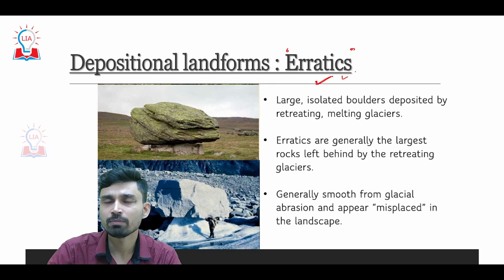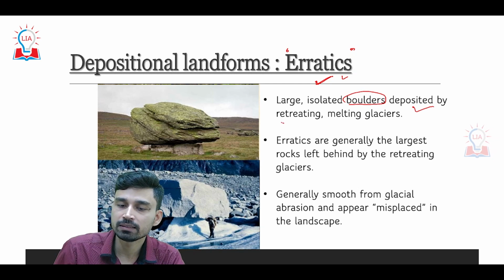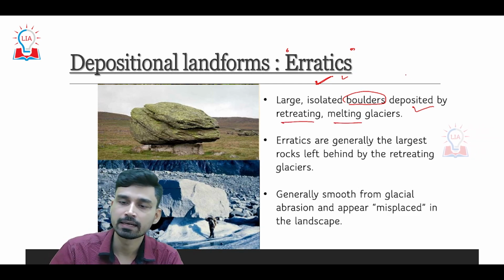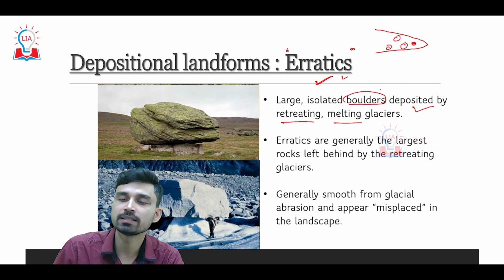So erratics are nothing but large isolated boulders, big rock pieces that are deposited by the retreating or melting glacier. So again, the same phenomenon happens here. Suppose this is your glacier. Now we know that within the glacier, a lot of large rock pieces, rock fragments are enclosed.